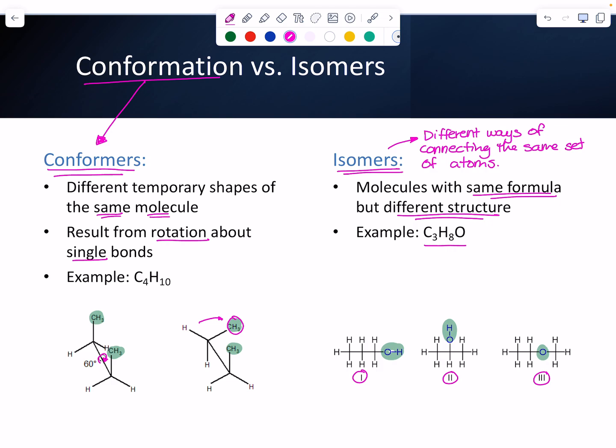So in this case, again, you can see my middle carbon can have a hydrogen attached, it can have an OH attached, or it can have 2 hydrogens and be covalently bonded to an oxygen. So that's the difference. This is not the same as a resonance structure.